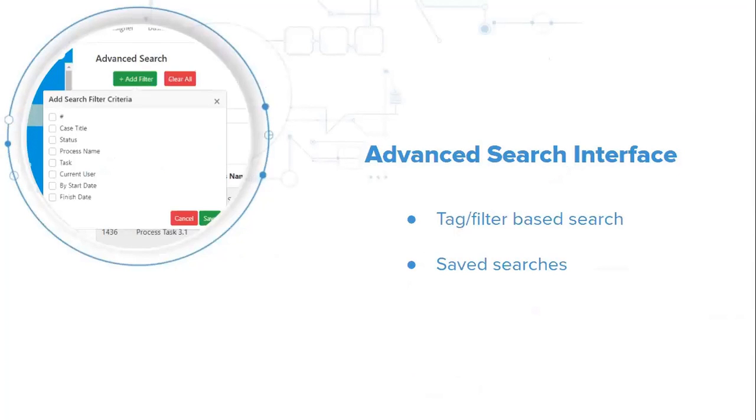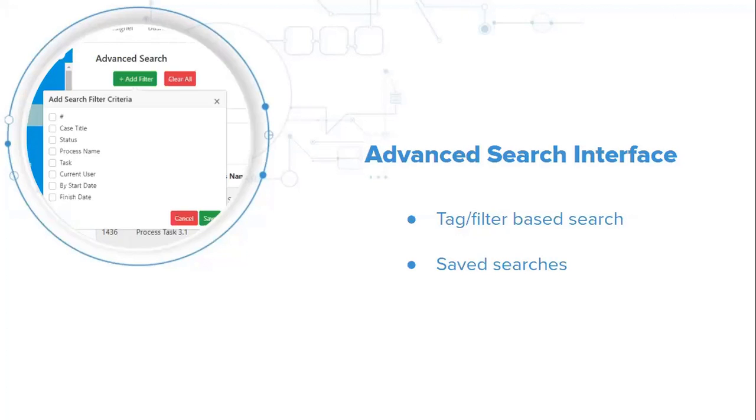You're going to notice that we're also including a new advanced search interface in this version of ProcessMaker. Some of the most important changes made to this interface include a tag filter-based search. Now you're going to be able to do advanced searches based on the case title, the case status, the process name, and something really big here is that now you're going to see the option to save your searches.